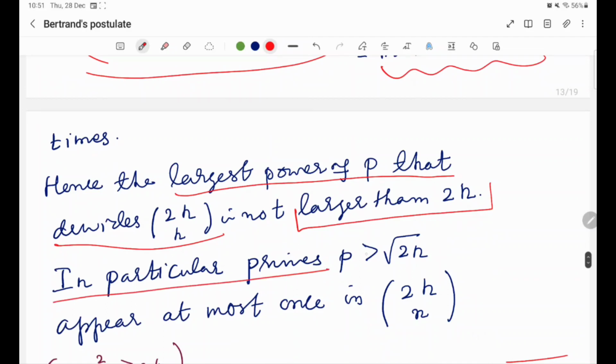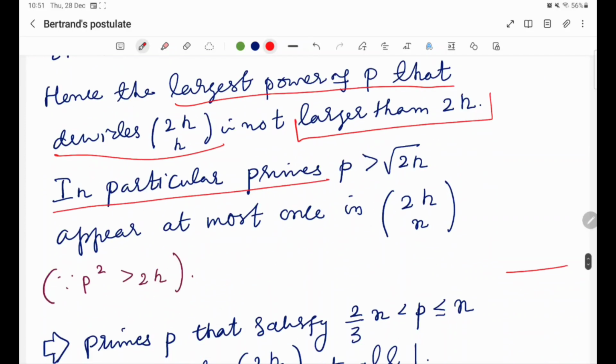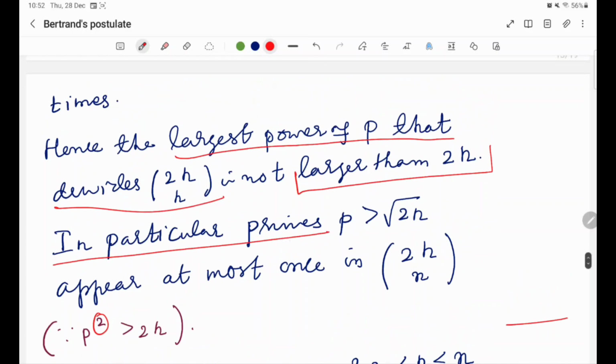Now in particular, the primes greater than root 2n will appear at most once, because if one appears at least twice, then p squared will be greater than 2n. That's not possible because it's a factor of 2n choose n, right? So that is the idea.